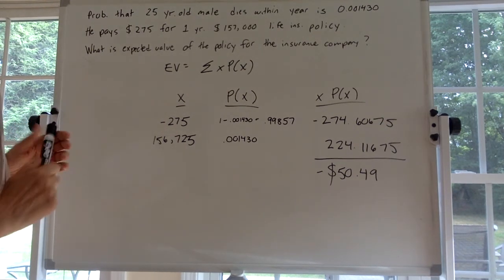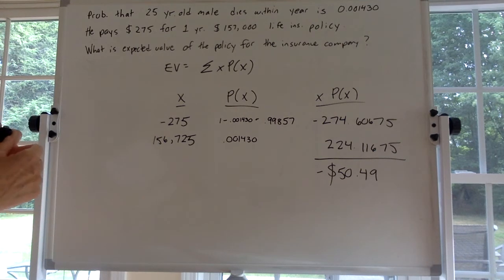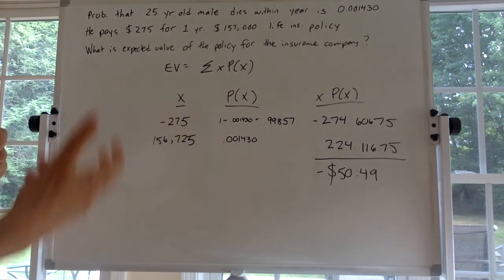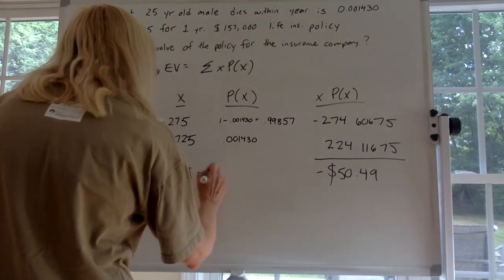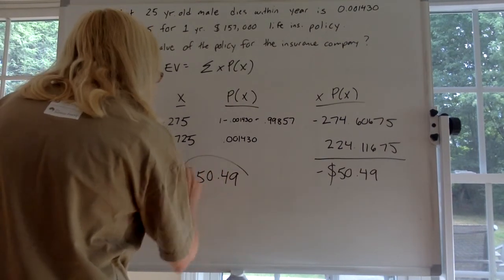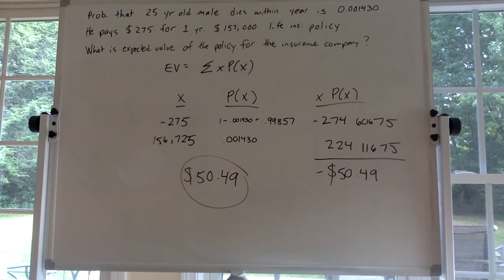So the negative 50.49 means negative from the guy's perspective, but that means the insurance company is getting that money on average for every policy sold. So this is the answer that they want. That's the expected value for the insurance company for this policy.